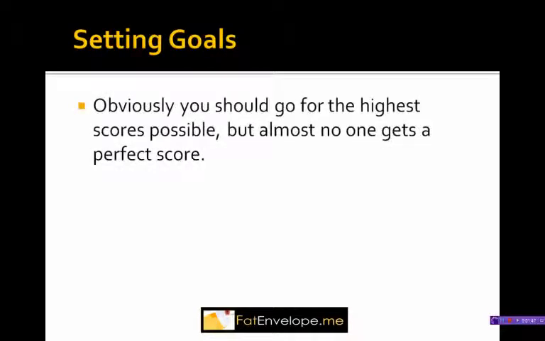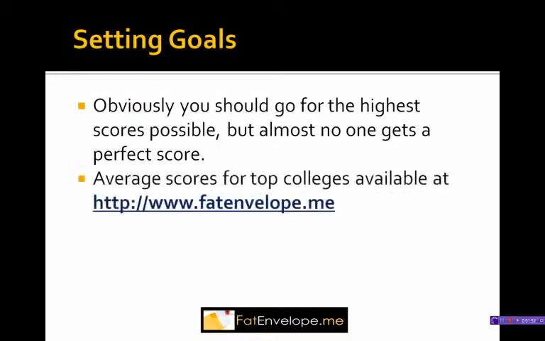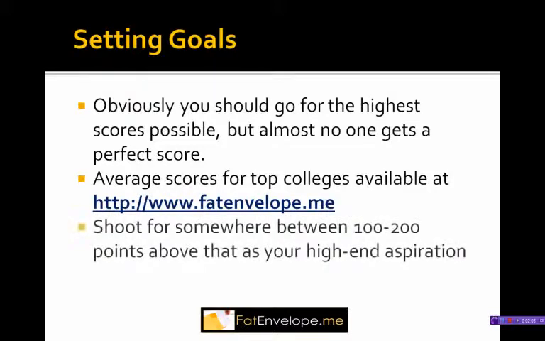Obviously, you should go for the highest scores possible, but let's be honest, not everyone can get a perfect score. So the real thing is you want to take a look at the average scores for the schools that you're looking at. And in my free newsletter and report, you can get average scores for the top colleges in the country. I'll talk a little bit more about that later. So you should shoot for scores somewhere between 100 and 200 points above the schools that you want to target. That should be your high-end aspiration.